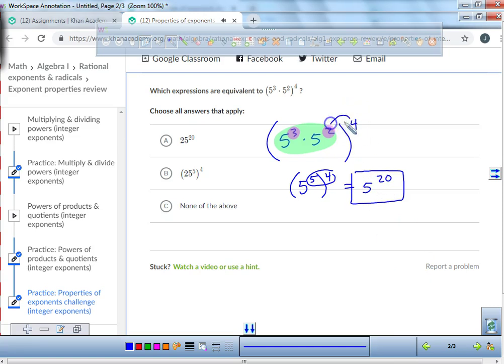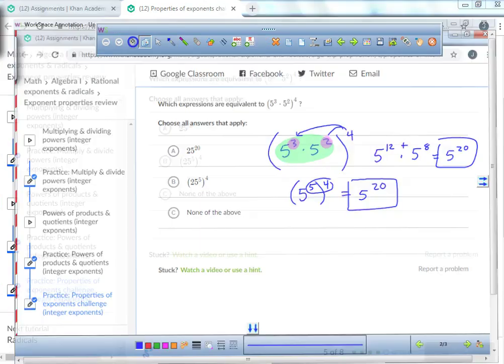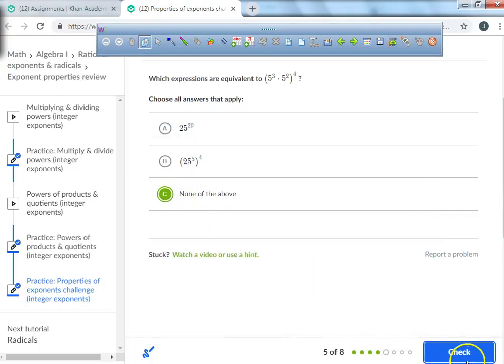But I could also use the power property, just like this, and do 5 to the power of 12 times 5 to the power of 8. And then use the product property, which allows you to add the exponents together, and that gives you 5 to the power of 20. So this particular answer is going to be 5 to the power of 20, which is not this, and is definitely not this. So right now this answer is going to be none of these.